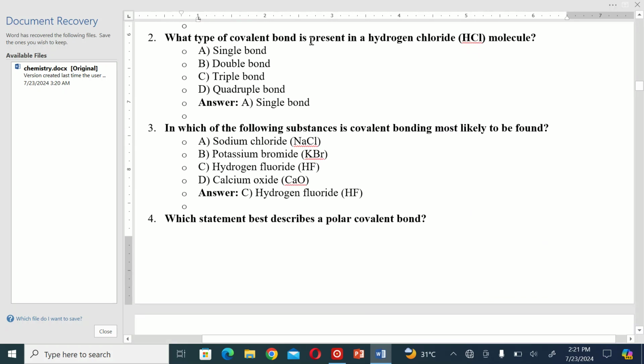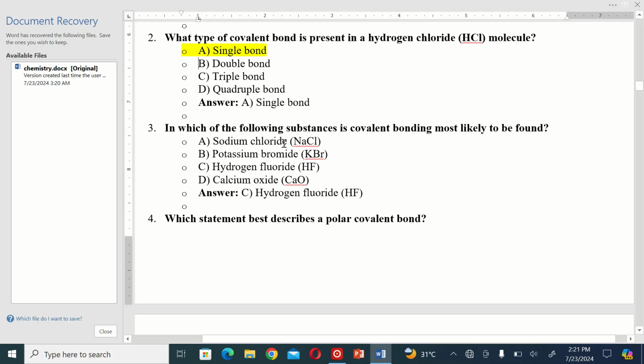What type of covalent bond is present in a hydrogen chloride molecule? A. Single bond. B. Double bond. C. Triple bond. And D. Quadruple bond. So the correct option is single bond. A is the correct option.